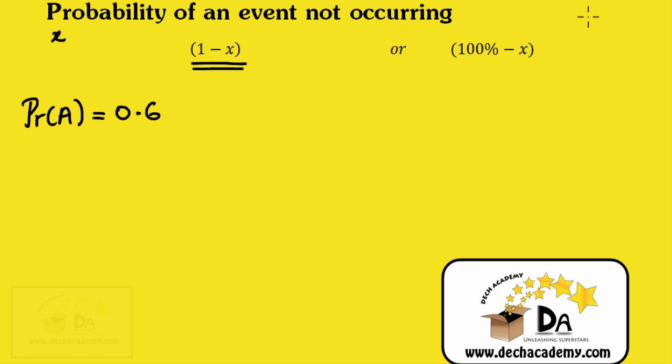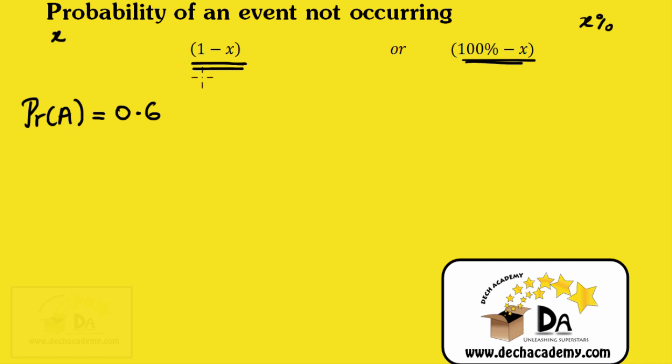If the probability of an event occurring is x%, the probability of that event not occurring is given by 100% minus x%. So this x represents a probability in percentage. So for instance, you have this example here. We're given that the probability of A occurring is 0.6.